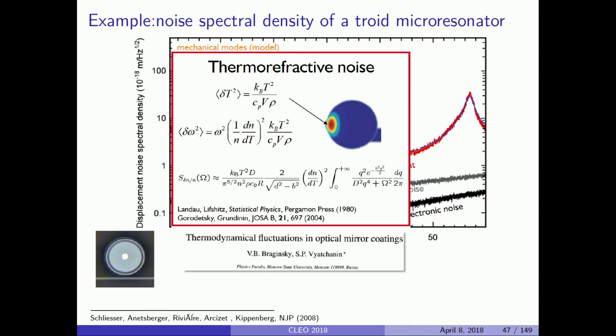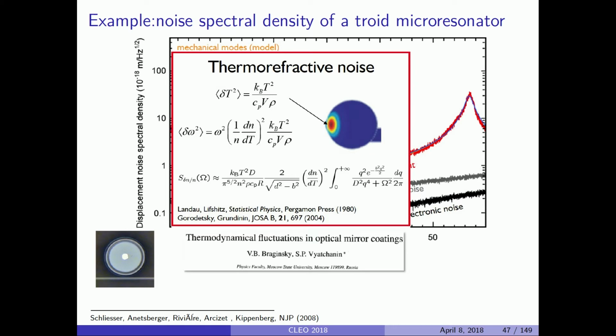Now, these temperature fluctuations can transduce into frequency fluctuations via the temperature-dependent refractive index, the dn/dT, or via the expansion coefficient, the alpha dT. So the smaller you make an optical cavity, the larger the fluctuations become. And this is called thermodynamical noise.